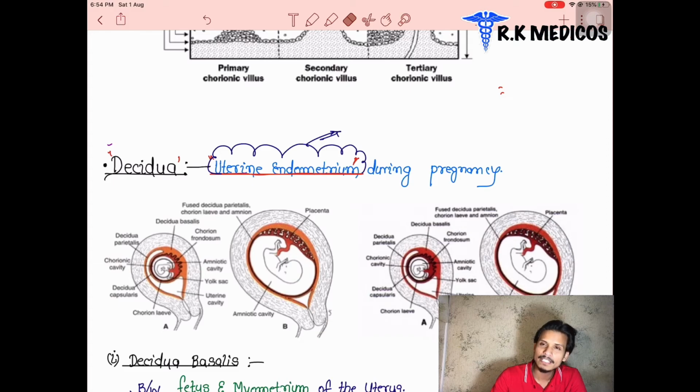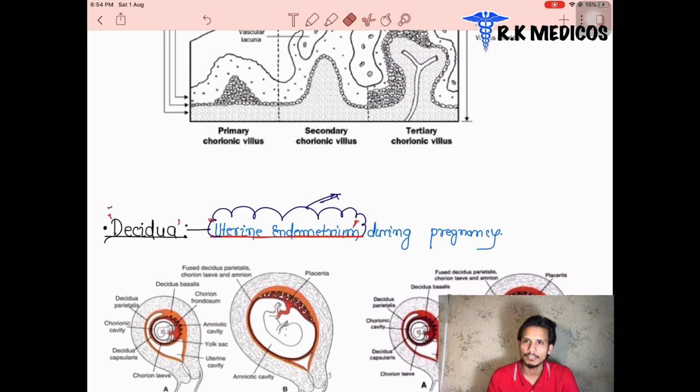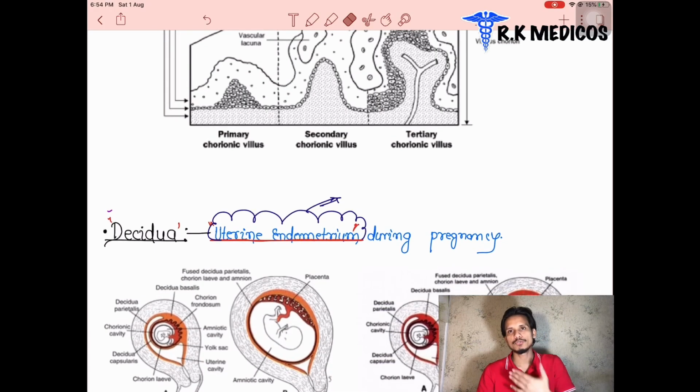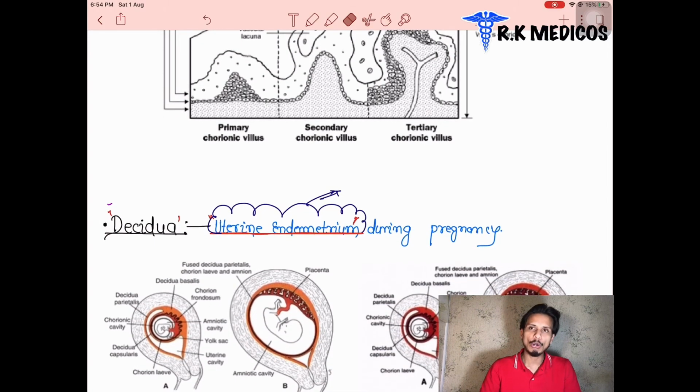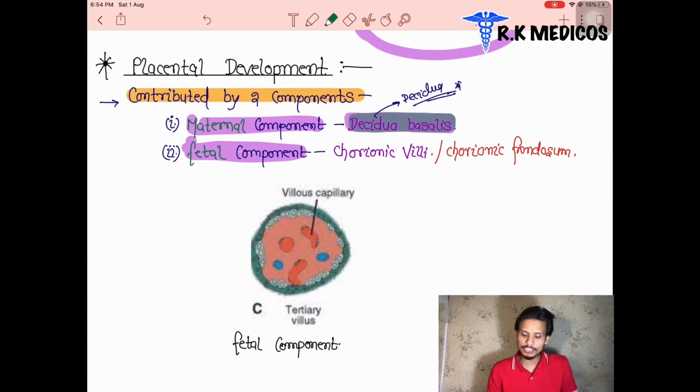So decidua basically means the uterine endometrium. Simple. It means the uterine endometrium is going to develop in different regions. How we call it, the capsularis, parietalis, or basalis, we are going to see later. But for now we can see what the maternal component is, decidua basalis. What is it? We see later.